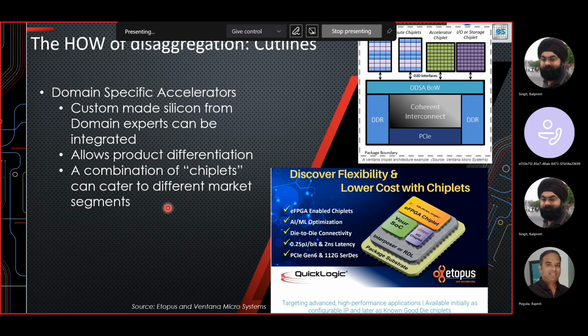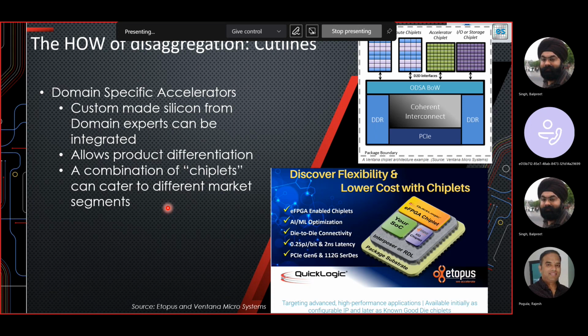The other very good example over here of what makes sense to put in a separate dielet are domain-specific accelerators. Now we talked about AI-specific accelerators, or let's say some FPGA accelerators. And again, these you probably want to have made by silicon experts in that area. It can be created to make a SKU which is targeted and tuned towards a very specific, very niche market segment, which you don't want to put in your monolithic die.